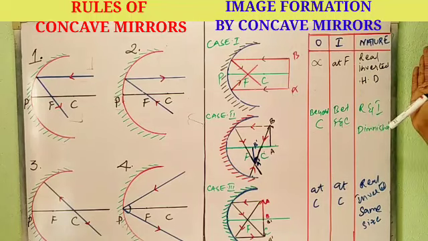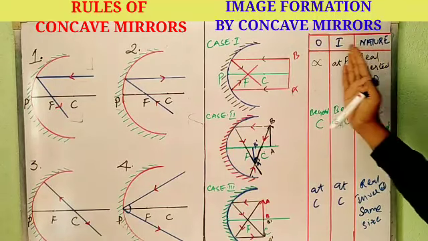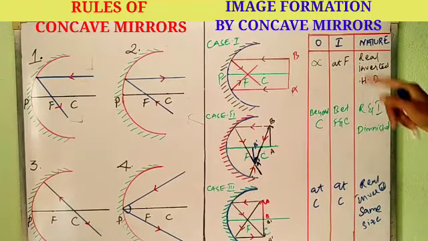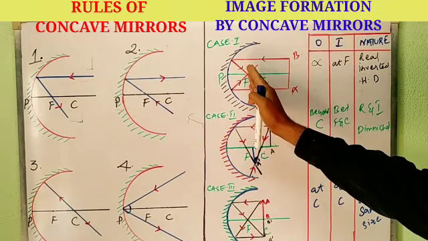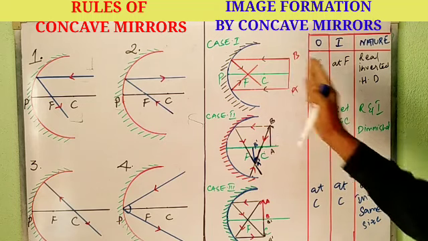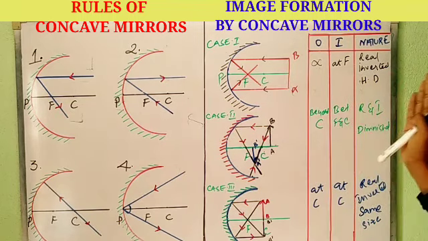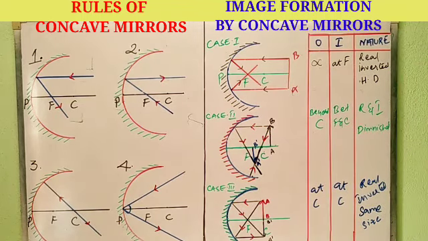And in the same way, what is happening to the object? The object is coming close to the mirror. And if you observe the image, first it is at F, then it is between F and C, third it is at C. Means what is happening to the image? The image is moving far from the mirror. And in nature also, first case it is highly diminished, second case it is diminished, third case it is of same size. So these are the first 3 cases of image formation by concave mirrors.